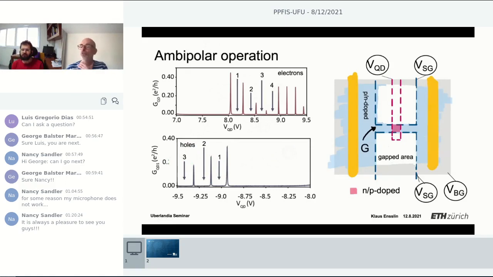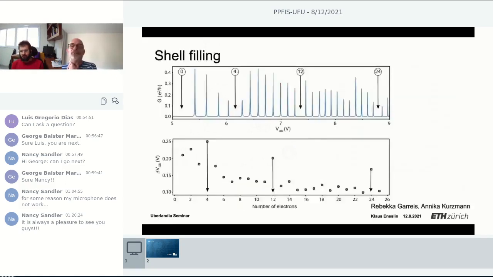Now, let me show you just one feature which I think is very peculiar, which is if you fill in more electrons. So what we did before was 1, 2, 3, 4. Then look at the next sequence of peaks. These are 8. So there's a larger gap after electron number 12. And then the next number of peaks, these are 12 peaks. And then there's a larger gap once you have filled in electron number 24. So what's the physics behind that?